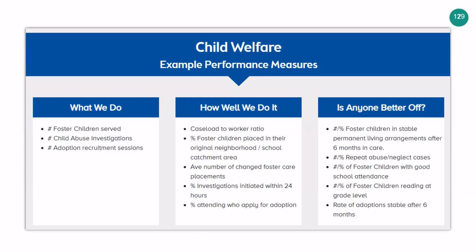And again, the goal or purpose, so is anyone better off measures: number or percent of foster children in stable permanent living arrangements after 6 months of care, following up to see how they're doing. Percent or number of repeat abuse or neglect cases, percent or number of foster children with good school attendance, percent or number of foster children reading at grade level, and the rate of adoption stable after 6 months. So those are examples of performance measures.